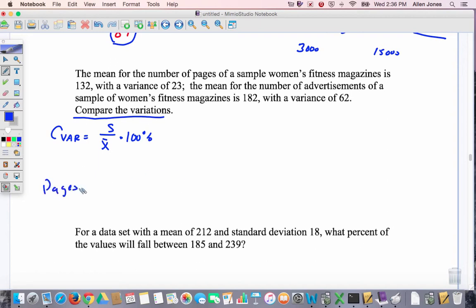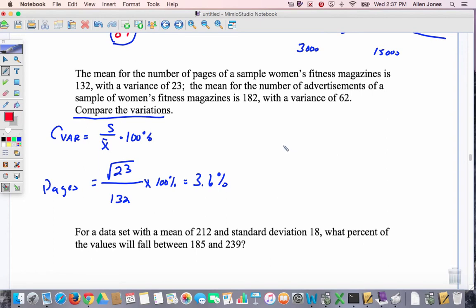So for our number of pages, our variance is 23. We established in the previous section the standard deviation is the square root of the variance. So to get the standard deviation from my formula, the s, I take the square root of 23, divide it by my mean of 132, and multiply it by 100 to make it a percent. And my coefficient of variation for the number of pages is about 3.6%.